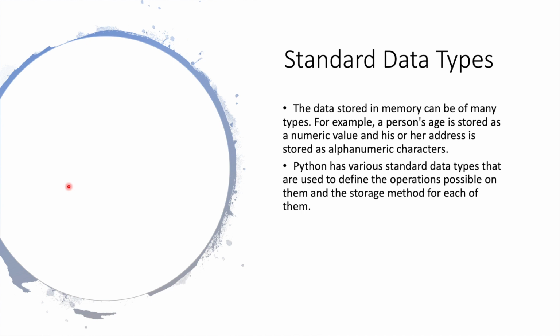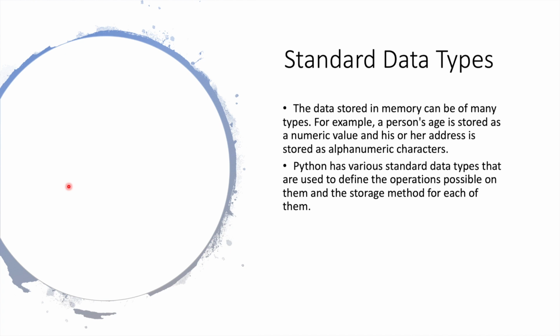Let's talk about what the different standard data types we have. In Python, whatever value we provide, that variable takes the data type according to the value available. Data stored in memory can be of many types. For example, what you're going to store in a variable is some value.